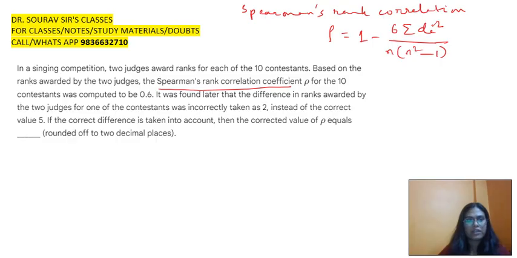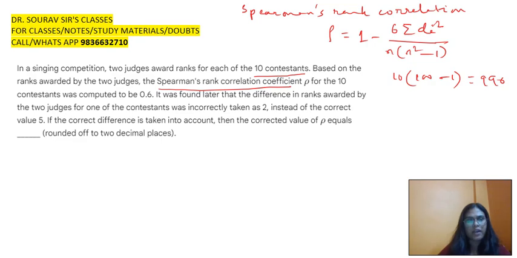Now let's read the question. In a singing competition, two judges award ranks for each of 10 contestants. So observations are 10. So let's solve this. 10 into 10 square, 100 minus 1. So we get 990. So this is the denominator.